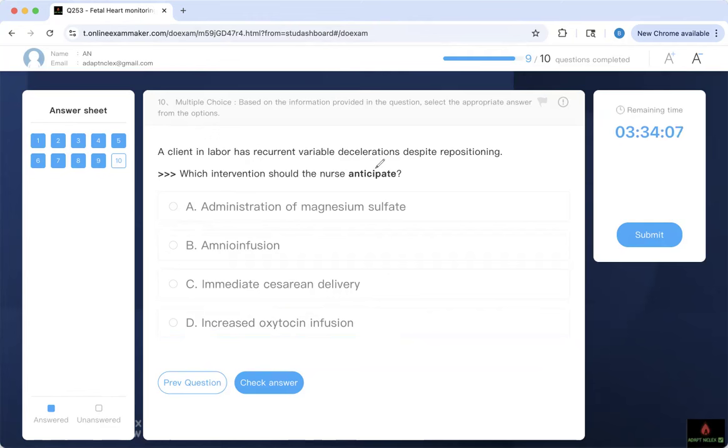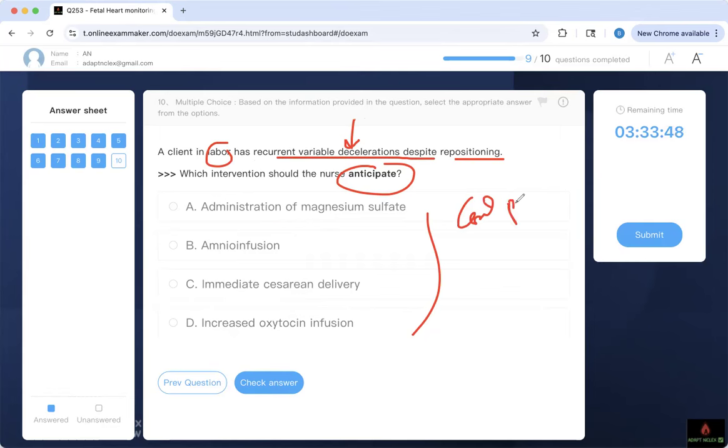Which intervention should the nurse anticipate? That means what you do. A client in labor has recurrent variable deceleration despite repositioning. Variable deceleration is caused by what? That's the first thing you ask yourself. Variable deceleration is caused by what? Cord prolapse. That's number one.